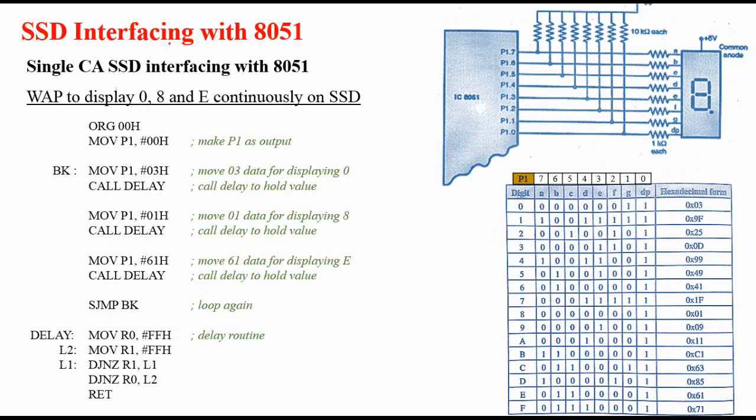Okay, now next is 7 segment display interfacing with 8051. Here we are interfacing common anode 7 segment display with 8051. In case of common anode, we know that anode is common, and the LEDs inside the 7 segment display are made on and off by making the pin grounded or by making it high. That we had discussed last time. Now write a program to display 0, 8 and E continuously on 7 segment display.